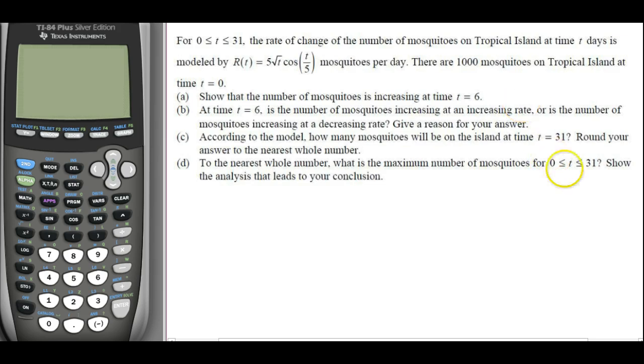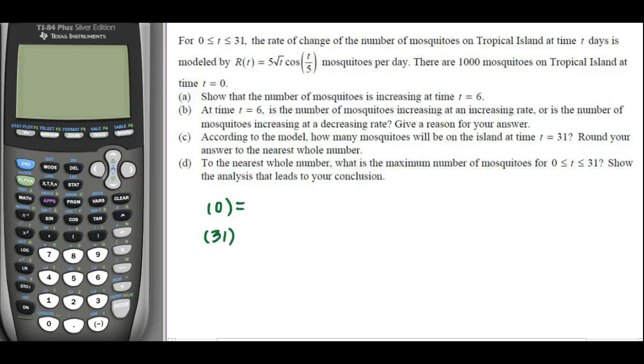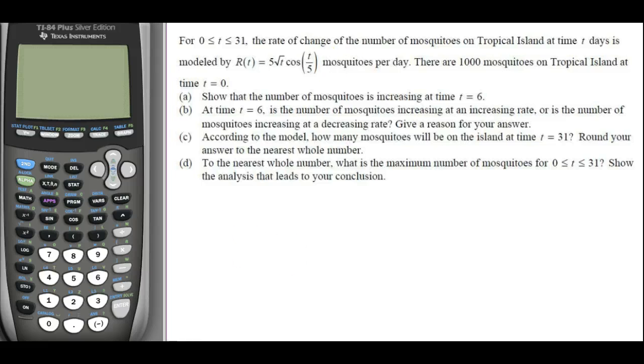Now here's the biggest mistake students are going to make: they're going to say that we're trying to maximize R. So they're going to say, well, we want R of 0, we want R of 31, and then any critical points. So set this R equal to 0 to find the critical points. But that's not the case. We're not trying to maximize R. So I'm going to erase this because this is completely wrong.